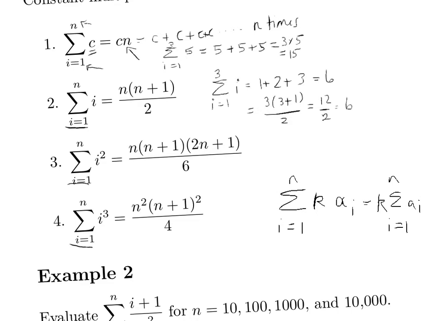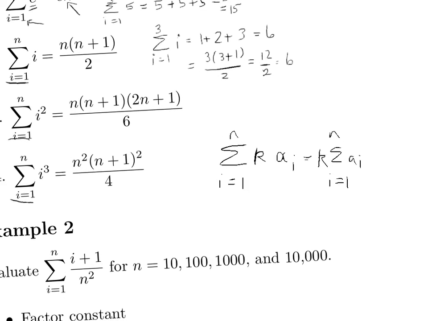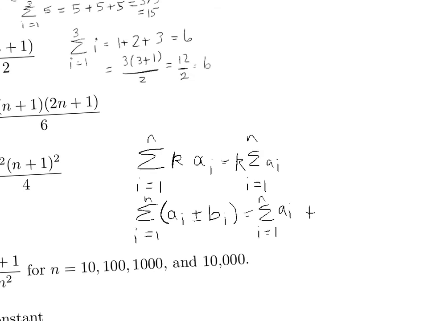And if we have the sum of two things added together, a_i plus or minus b_i, from i equals 1 to n, that's the same as two separate sums. The sum from i equals 1 to n of a_i plus the sum from i equals 1 to n of b_i. So we can separate them out just like a lot of the other rules we've seen.